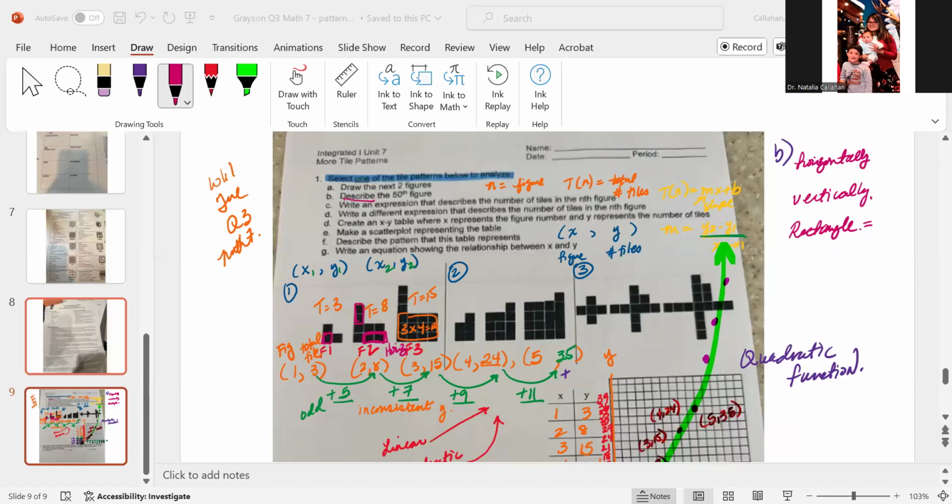Okay. So then C, write an expression to describe the number of tiles in the nth figure. The nth figure is just describing the pattern of the number of figures to the number of tiles. What do you think that's going to be?